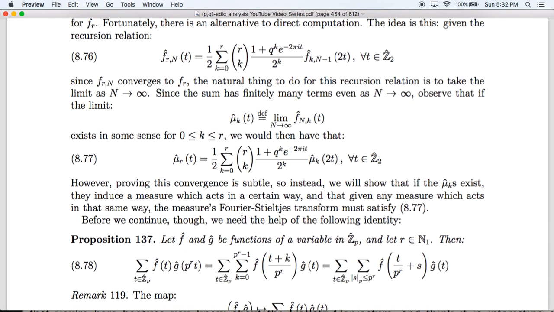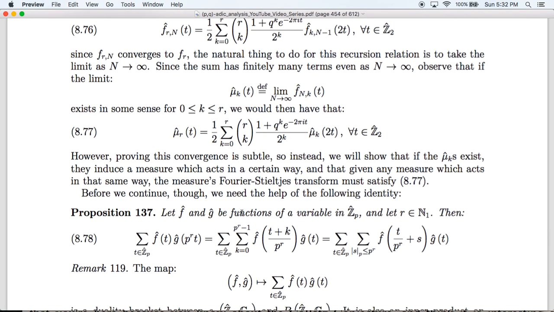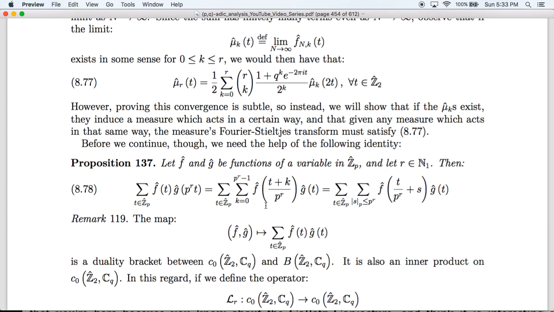But to begin with, we're going to need the following useful identity. In particular, if we have f hat and g hat, functions on Z_p hat, and all you need is for f hat and g hat to be taking values in a single commutative ring R, then the sum over all t of f hat of t times g hat of p^r t is equal to the same thing as this sum, where we take the sum over all t, but then we have f hat of t over p^r plus the sum over all s less than or equal to p^r.